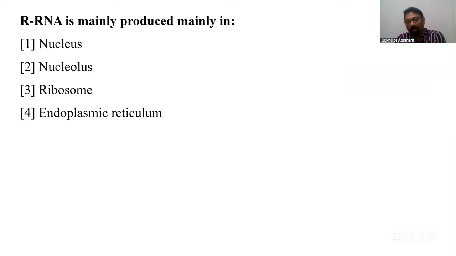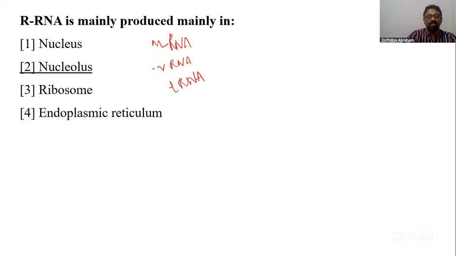Now, RNA. By the process of transcription, we produce RNA from the DNA. And we have mainly 3 types of RNA, the major ones: mRNA, rRNA, and tRNA. In that, rRNA is produced in the nucleolus. That's one difference. The other ones are made in the nucleus itself.